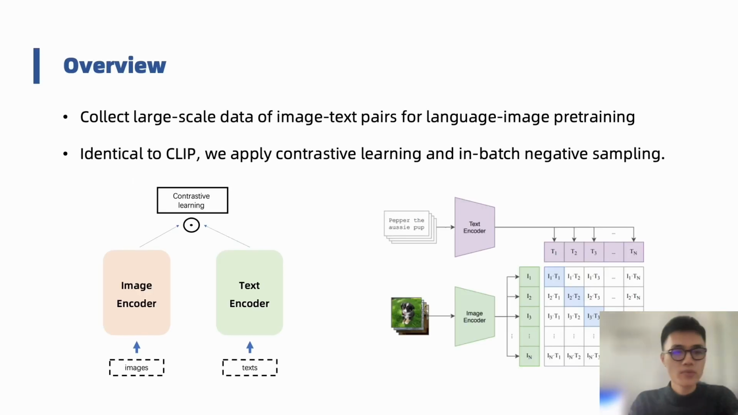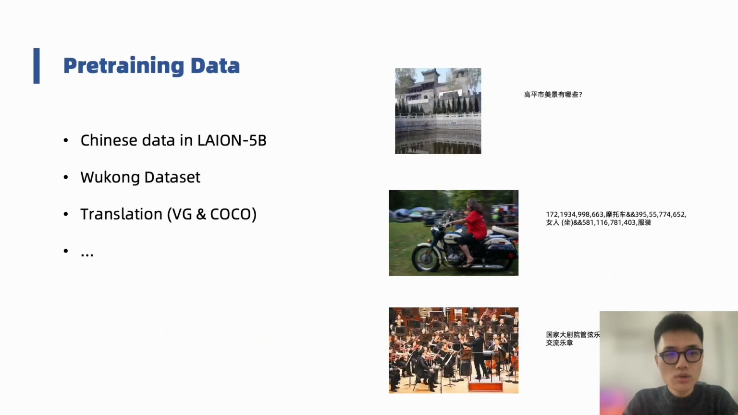Firstly, we collect a large-scale data of image-text pairs in Chinese. We applied contrastive learning for pre-training. As to the pre-training data, we try to make it as public as possible so that you can re-implement it in our way. It consists of Chinese data in LAION-5B, Wukong dataset, and some classical datasets like Visual Genome and COCO. We translate the text into Chinese with our internal tool.